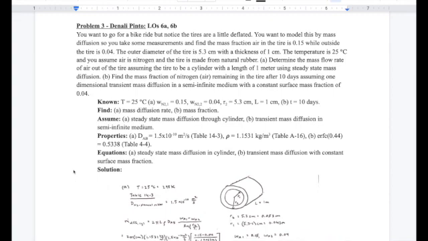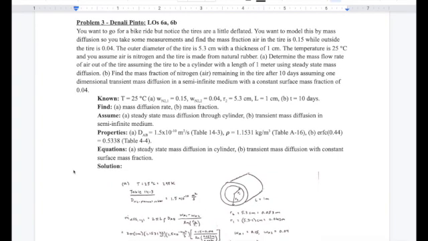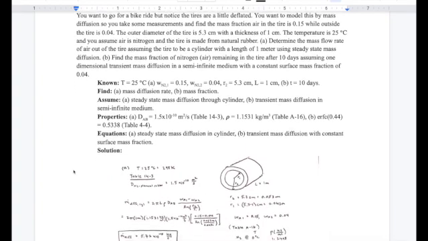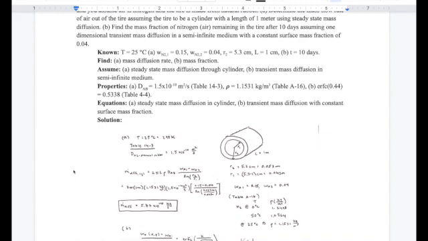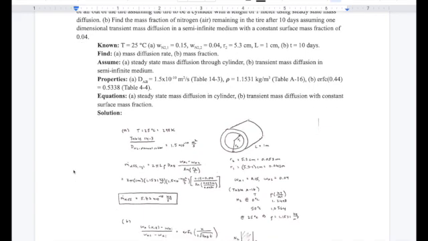Problem 3 covers learning outcomes 6A and 6B. In seeing that your bike tires are deflated, you decide to model it as steady-state mass diffusion, learning outcome 6A, in Part A. This is through a cylindrical element. The inner and outer mass fractions are known, and you assume steady-state mass diffusion. Then you use the mass diffusion equation for a cylinder and find the density at the given temperature. The mass diffusion rate that you find is 5.72 times 10 to the negative 10 kilograms per second.